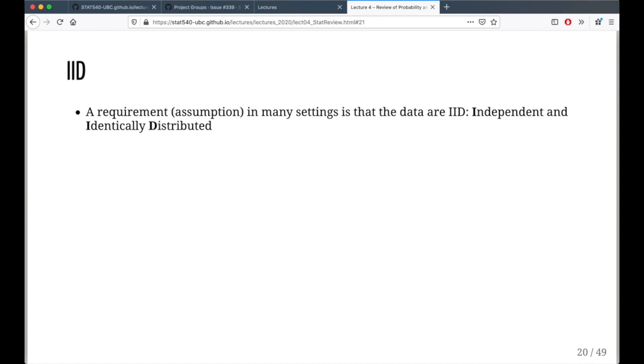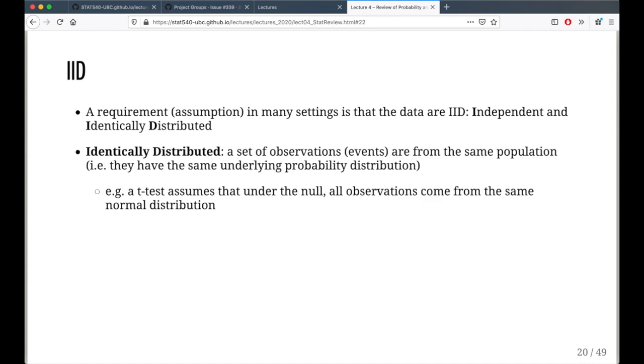IID stands for independent and identically distributed. So let's unpack that. What does that mean? Identically distributed means that a set of observations are coming from the same population. In other words, we're assuming that they have the same underlying probability distribution. For example, a t-test assumes that under the null, all observations are coming from the same underlying normal distribution. We might not know what that normal distribution is, but doing that t-test requires that we assume they all come from the same normal distribution.